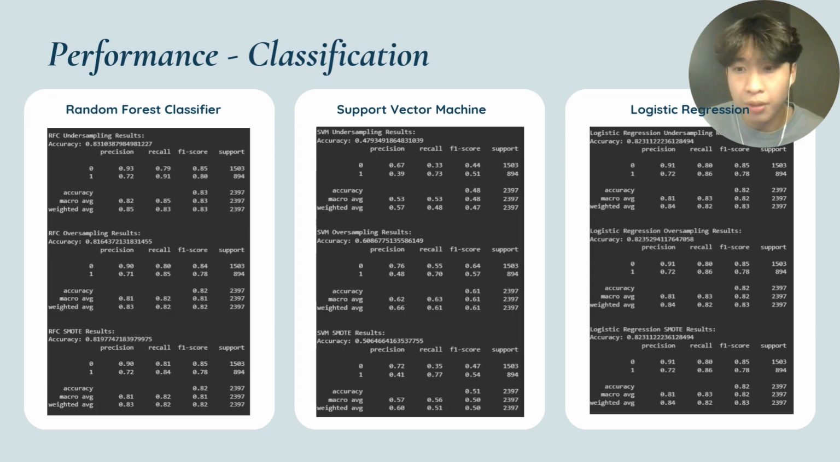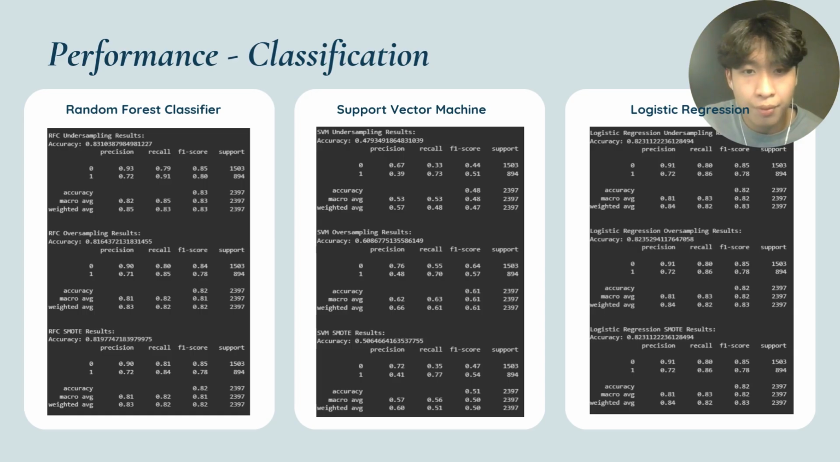So to justify how I chose the best performing model, for the random forest classifier, the best would be undersampling, which would have an accuracy of 83%. And you can see the precision, recall, F1 score, and support for the random forest classifier to be more or less the same with all resampling techniques.